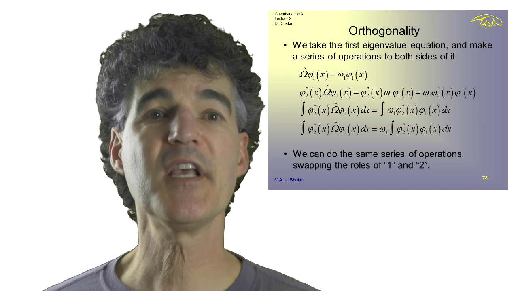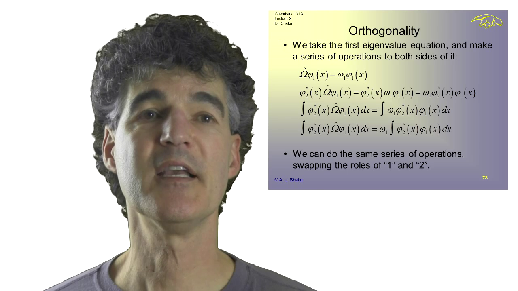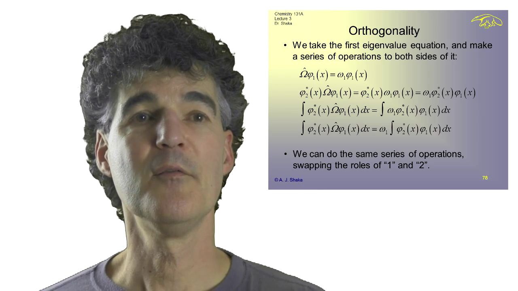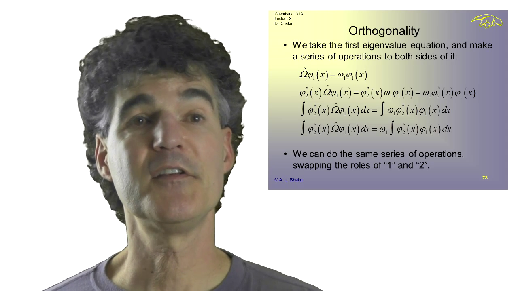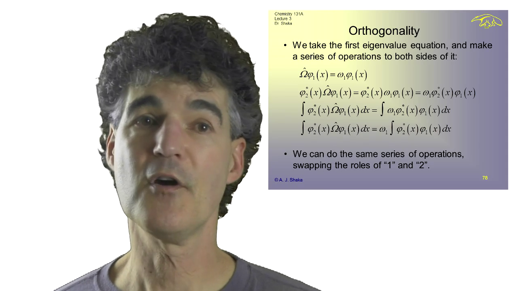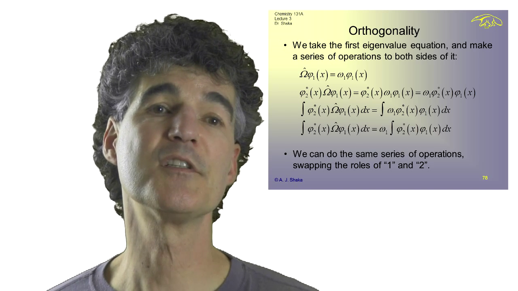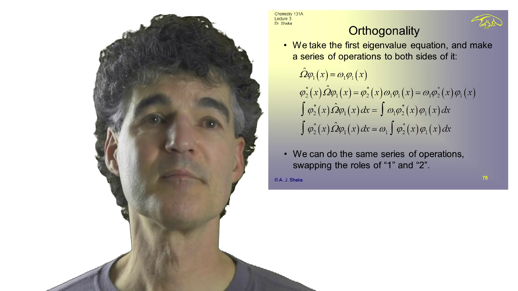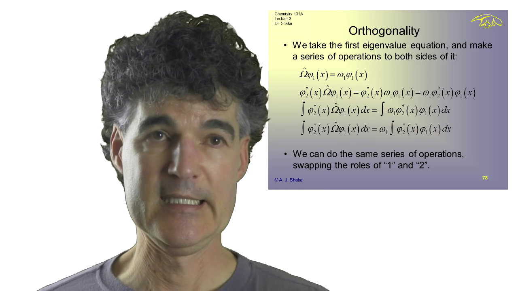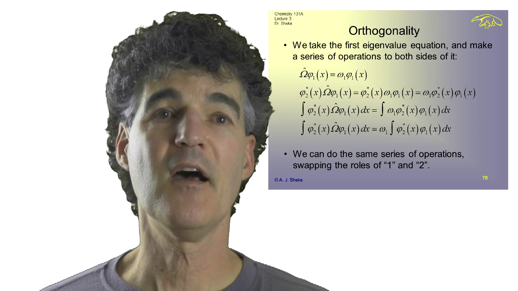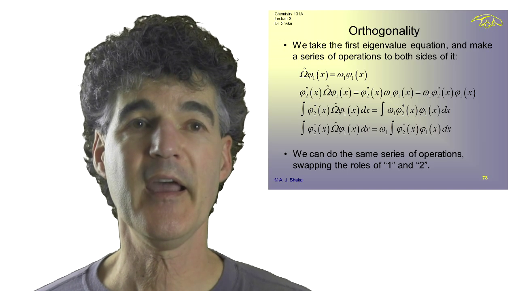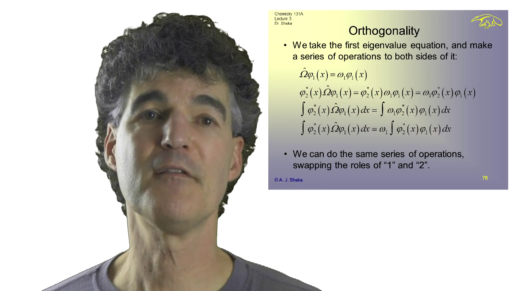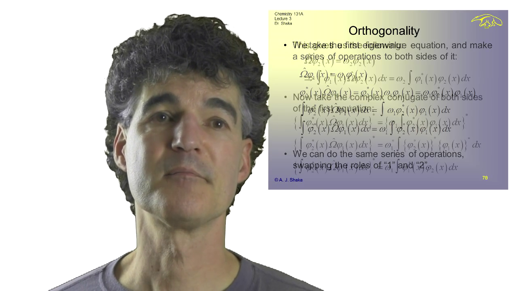And we can do the same series of operations exactly, but instead of having omega hat phi 1, we take omega hat phi 2 and we get omega 2. And we just go through the same steps, only we swap the roles of 1 and 2, and we multiply by phi 1 star. I've just not done every step here, but omega hat phi 2 is equal to omega 2 times the integral of phi 1 star phi 2 dx.